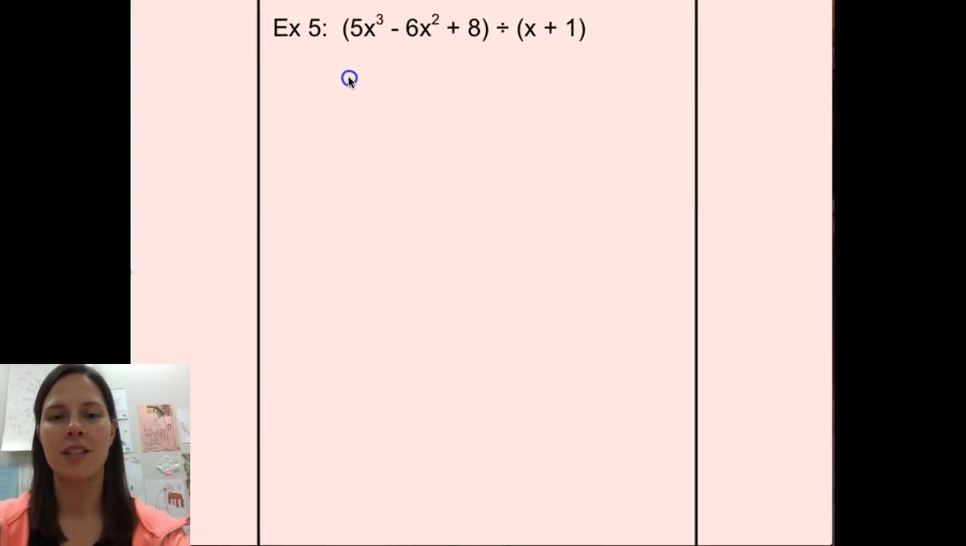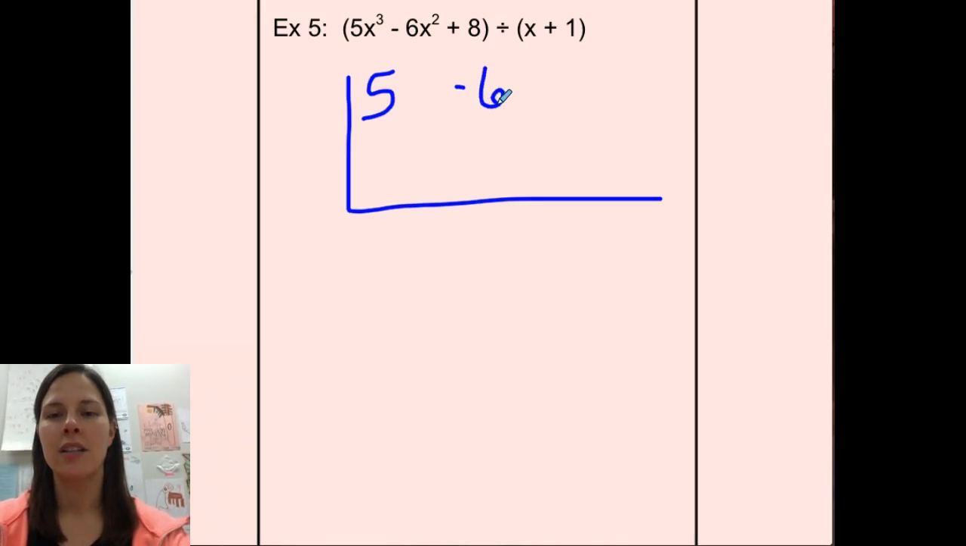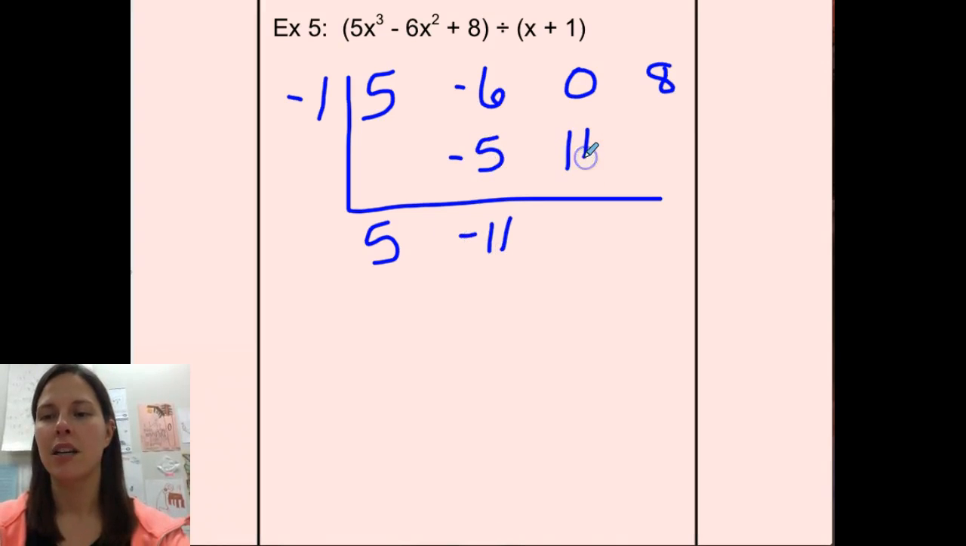Synthetic division is a bit easier than long division, so it doesn't take as many examples to catch on to. We've got 5x cubed minus 6x squared plus 0x. Just like we needed that placeholder with the long division, we also need it with synthetic division if any terms are missing, plus 8. Pulling that 1 out of the asylum, drop the 5, multiply by negative 1, add, multiply by negative 1, add, multiply by negative 1, add. In this case, we have a remainder, so we'll see how to set that up.